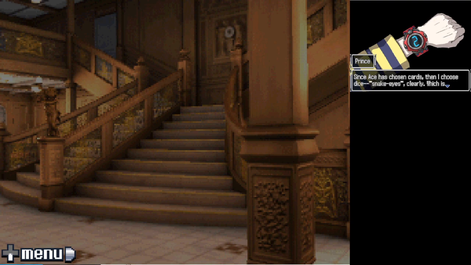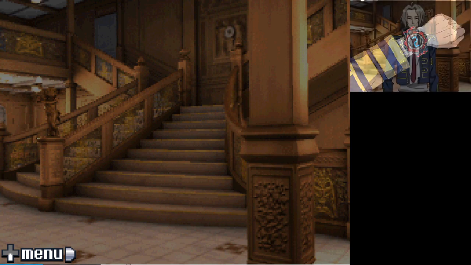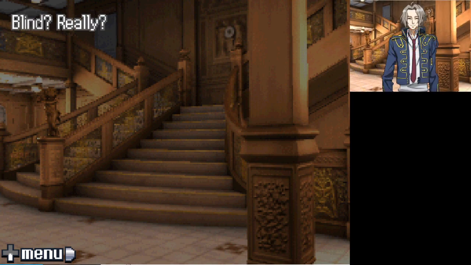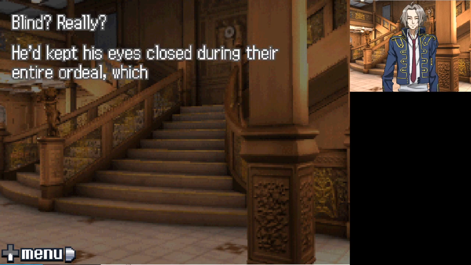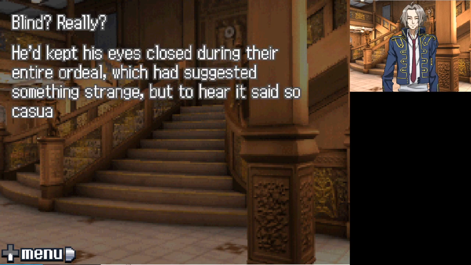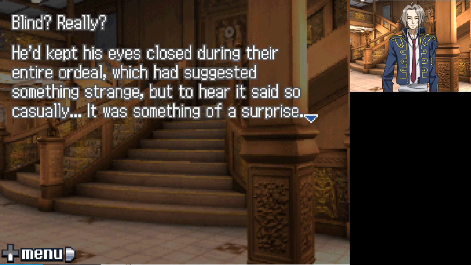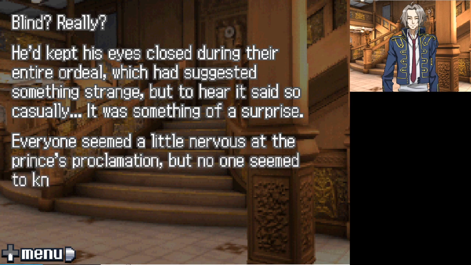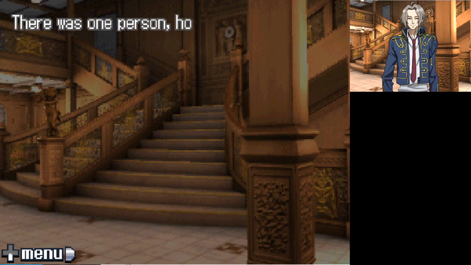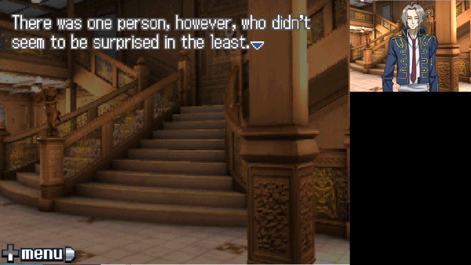Since Ace has chosen cards, then I'll choose dice. Snake Eyes, clearly, which is particularly relevant given that I'm blind. Blind, really? He had kept his eyes closed during the entire ordeal, which had suggested something strange, but to hear it said so casually, it was something of a surprise. Everyone seemed a little nervous at the prince's proclamation, but one person, the girl with pink hair, didn't seem to be surprised in the least.